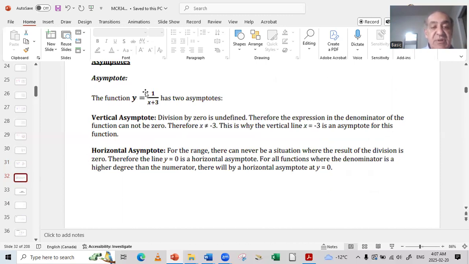In this function, y equals 1 divided by x plus 3, it has two asymptotes. Vertical asymptote, because division by 0 is undefined. And we have a horizontal asymptote as well.